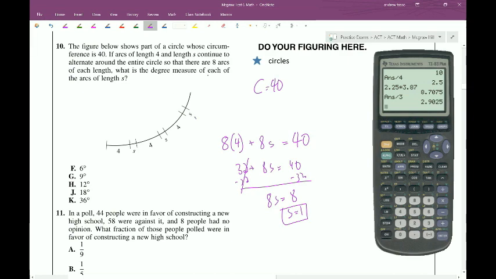What is the degree measure of the arc length S? So the degree measure is a little different than the arc length. So the arc length is 1 out of a total of 40 of the total circumference. So you could make a proportion where that's equal to x out of 360 for the arc length of the interior central angle. So we'd have to multiply by 9 here, so it would be 9 degrees.